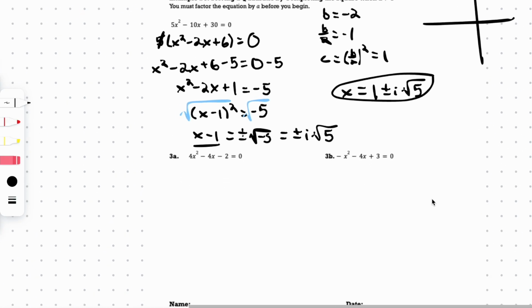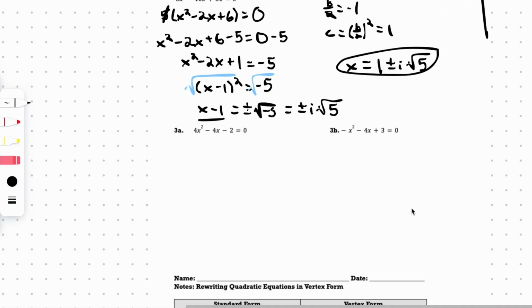Okay, in this case, let's do 3a together. Here, our a value right now is 4. We don't want that. We want our a value to be 1. So we're going to divide both sides by 4.